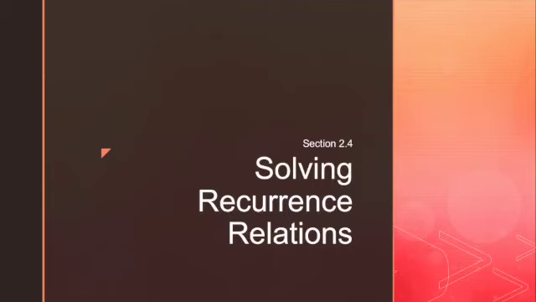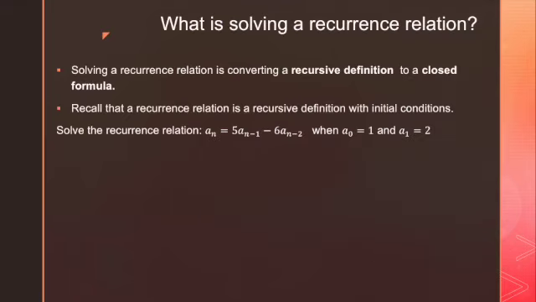All right, so section 2.4, which is the last section we're going to cover in chapter 2, talks about solving recurrence relations. So solving a recurrence relation is converting a recursive definition to a closed formula, okay? So recall that a recurrence relation is a recursive definition with initial conditions. It probably has a sub 0 or a sub 1 defined. So here we have a recurrence relation. I want to solve it. So I want to determine its closed formula.